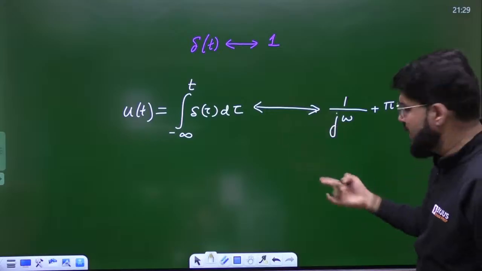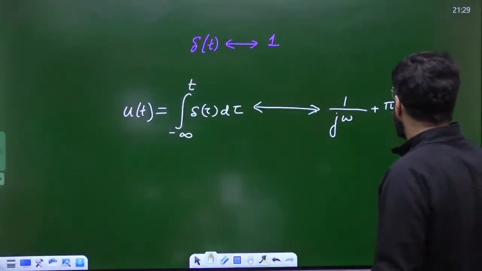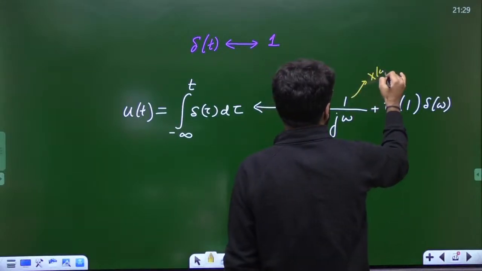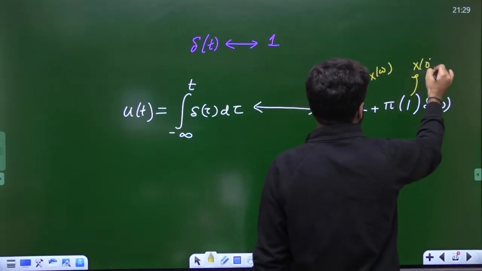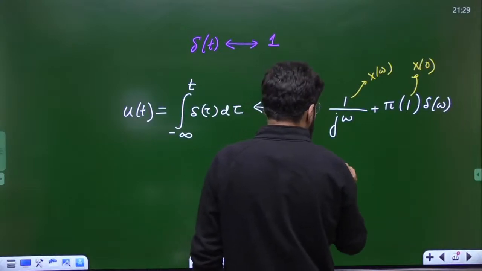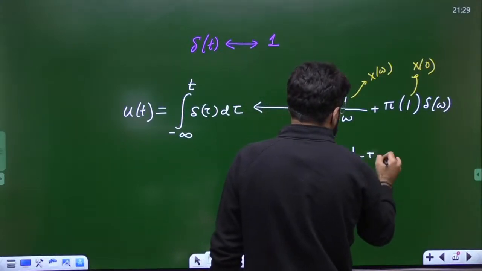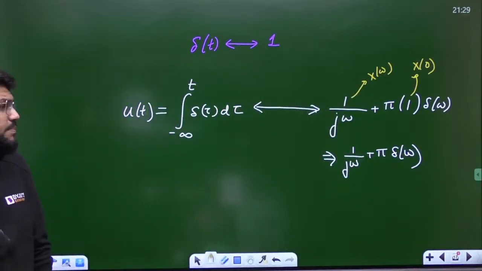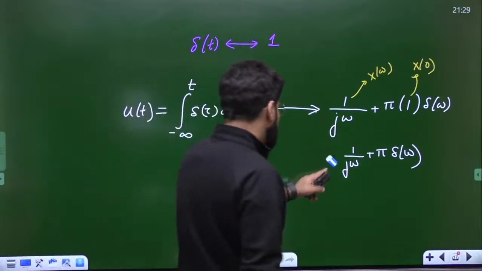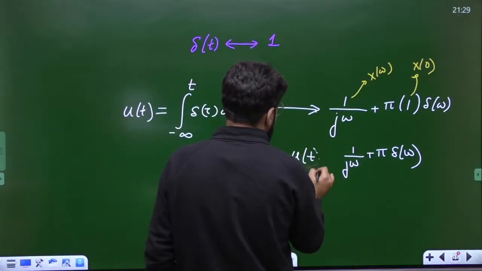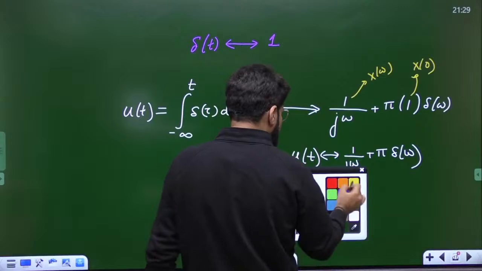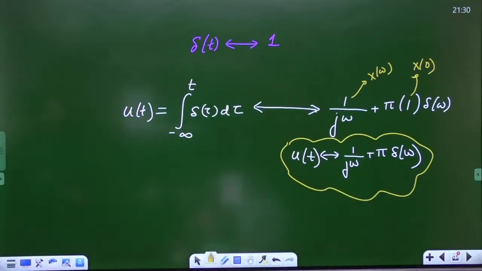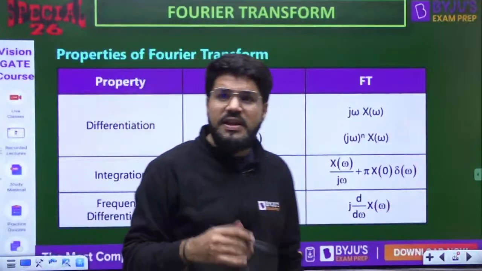Since X(omega) is constant 1, even if you put omega 0, it is going to be 1, so 1 times delta omega. This is X(omega), and this is X(0). So this answer is equal to 1 by j omega plus pi delta omega. This is the very important Fourier transform for the unit step signal: u(t) has the Fourier transform 1 upon j omega plus pi delta omega. Now using frequency differentiation we write down one very important result.